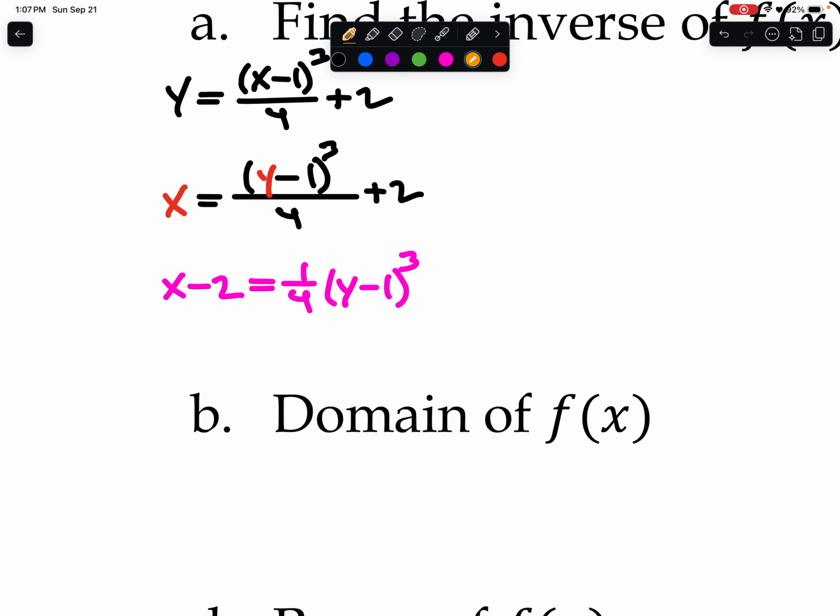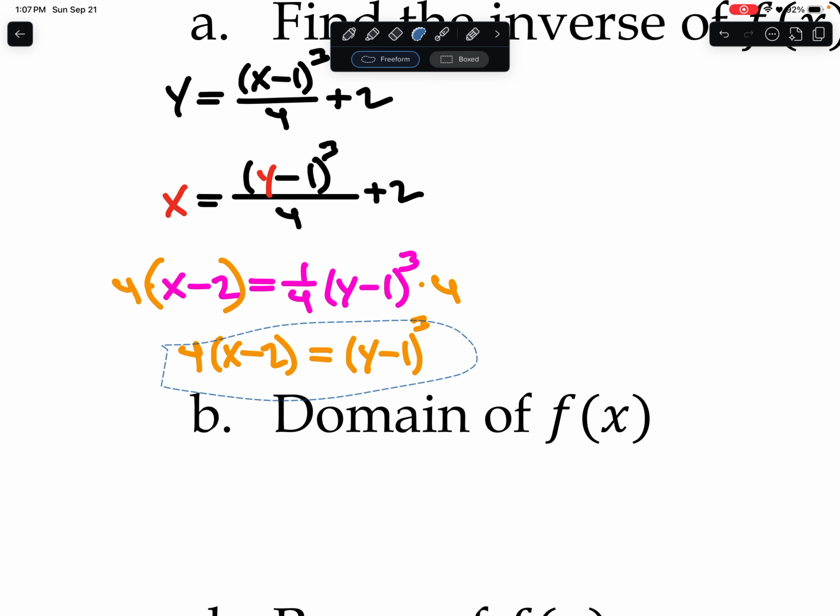So now I need to get rid of this 1/4. That's dividing by 4. So I'm going to multiply both sides by 4. But when you multiply, you got to make sure you put the entire left side in parentheses. So this is going to be 4 parentheses x minus 2 equals y minus 1 cubed. And then what I'm going to do, there's a couple different ways you can actually write or do this next part.